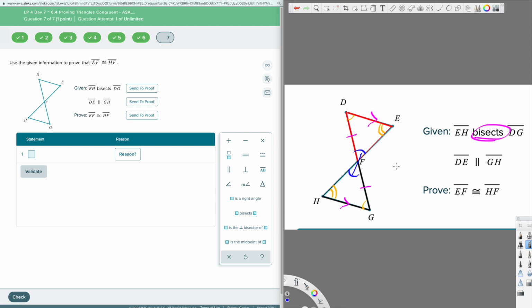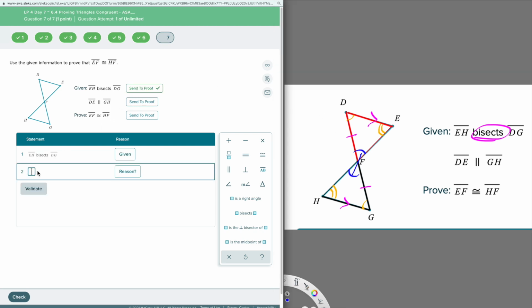So I definitely have my plan of attack here. I just have to decide on which path I'm taking. There's two different ways. I could use this vertical angle and one alternate interior angle, or I could use two alternate interior angles. If I use the two alternates, it's going to be angle, angle, side. If I use the vertical angle, it's going to be angle, side, angle. So it just depends on which path I take, but either one is correct. It's really not going to change much. So let's go ahead and send this guy to proof.